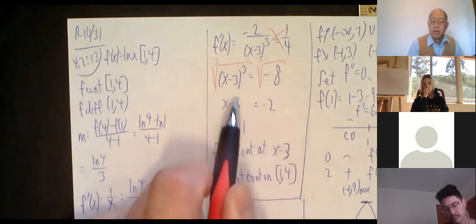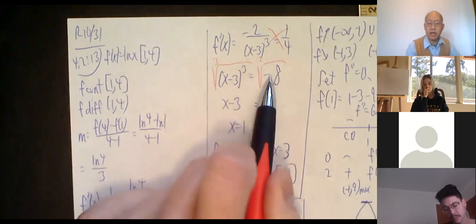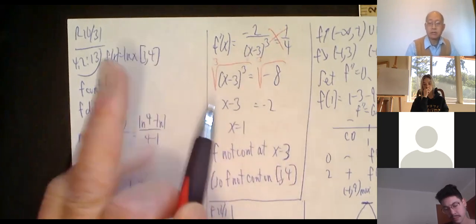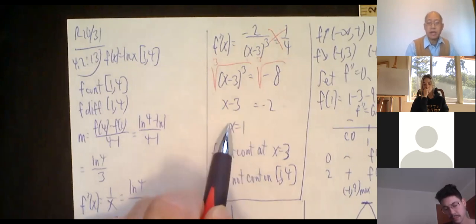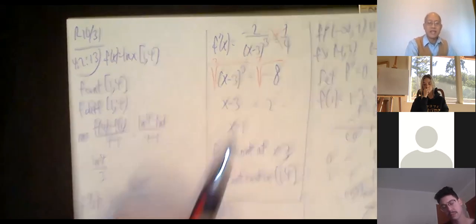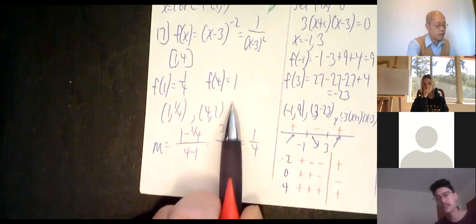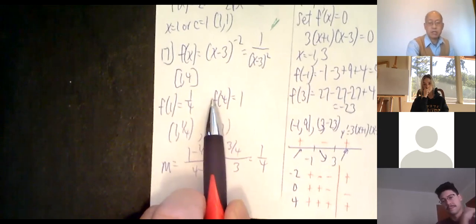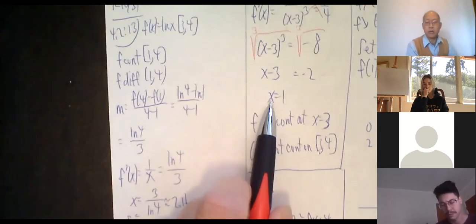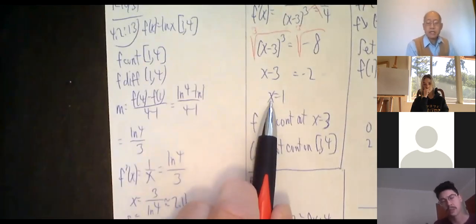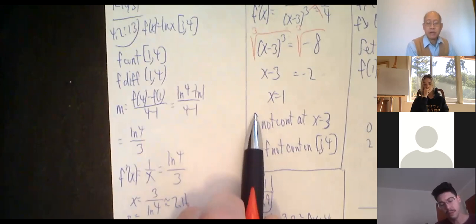Cross multiply. x minus 3 cubed is equal to negative 8. Take the cube root. x minus 3 is equal to negative 2. Add 3. x equals 1, which is not inside the interval. The theorem says it has to be strictly inside the interval from 1 to 4, and this is an endpoint.